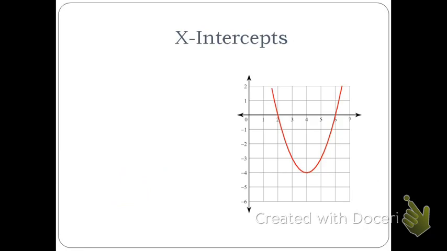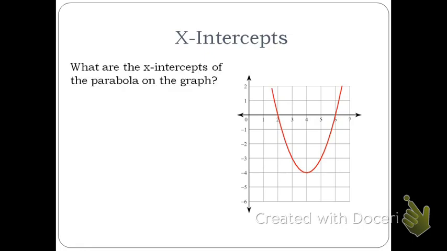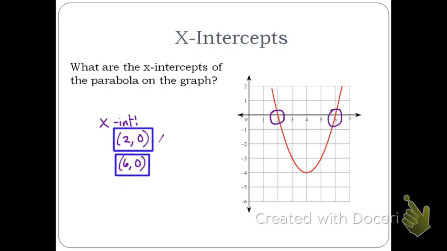So, let's find the x-intercepts for this problem. If we look at this parabola, where does it cross your x-axis? At these two values we have x-intercepts of (2, 0) and what else? (6, 0). So there are our two solutions for this one. Alright.